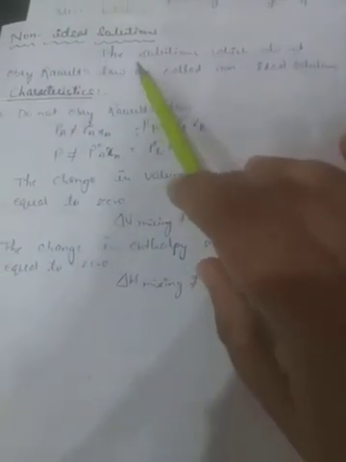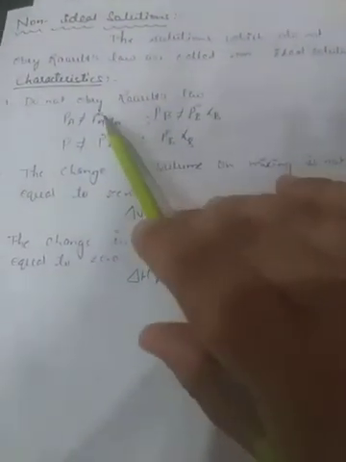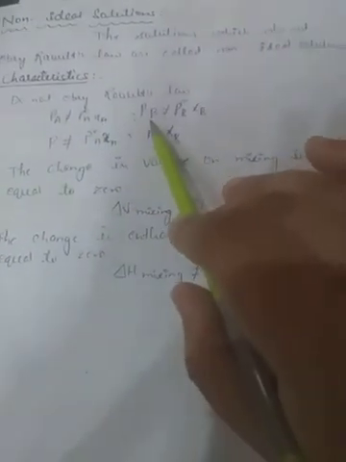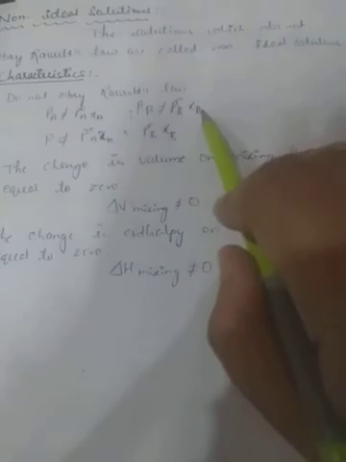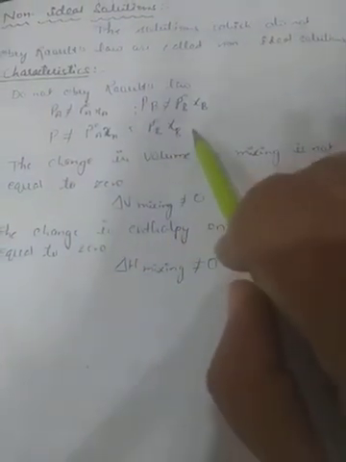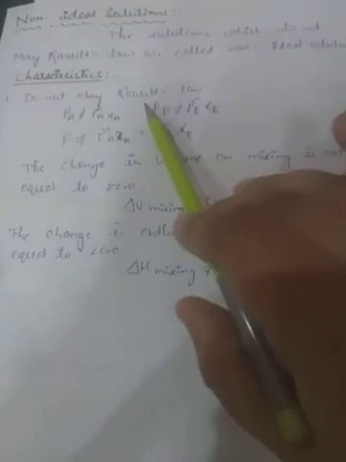Now, after this, the non-ideal solutions. Non-ideal solutions are those solutions which do not obey Raoult's law. It means here Pa is not equal to P naught A XA, Pb is not equal to P naught B XB, and P is not equal to P naught A XA plus P naught B XB. They will not obey Raoult's law.